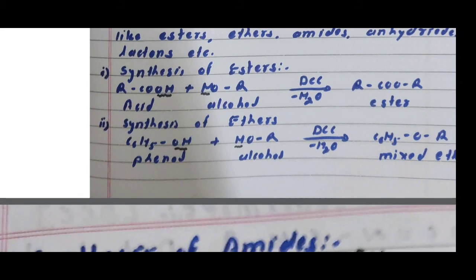Then I am showing the second reaction. This is used for synthesis of ethers. How will ethers form? C6H5OH, this is phenol, reacts with alcohol ROH. Then OH from phenol and H from alcohol are released in the form of a water molecule and a mixed ether is formed, C6H5OR. This is a mixed ether because the C6H5 group and R are different. This is used for preparation of esters as well as mixed ethers.